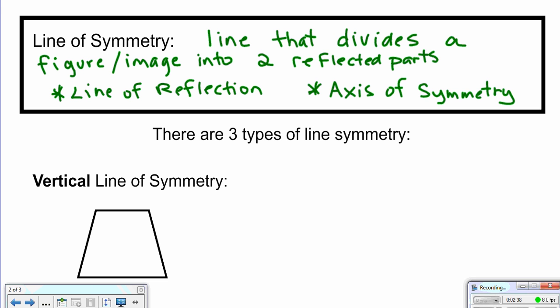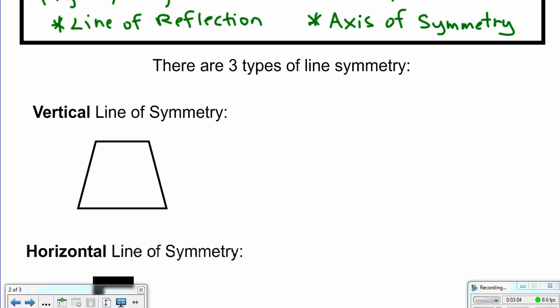So a line of symmetry is a line that divides a figure or an image or an object into two reflected parts, two equal but opposite parts. And sometimes we call a line of symmetry a line of reflection, or sometimes it can be called the axis of symmetry. And that might mean it's the x-axis or the y-axis, but it doesn't have to be. But we do mean that it's a straight line of reflection. So there are three types of line symmetry that we can deal with.